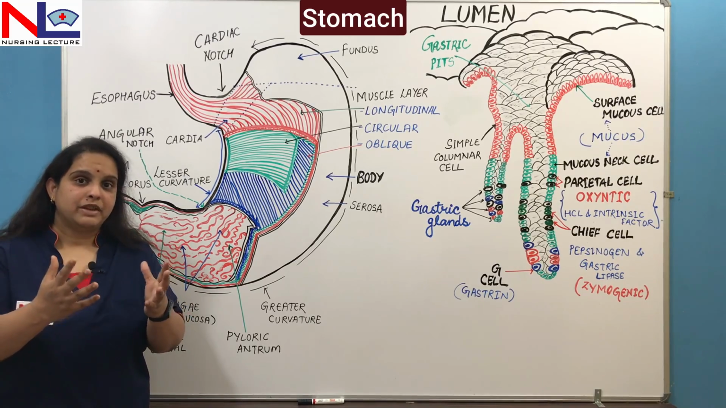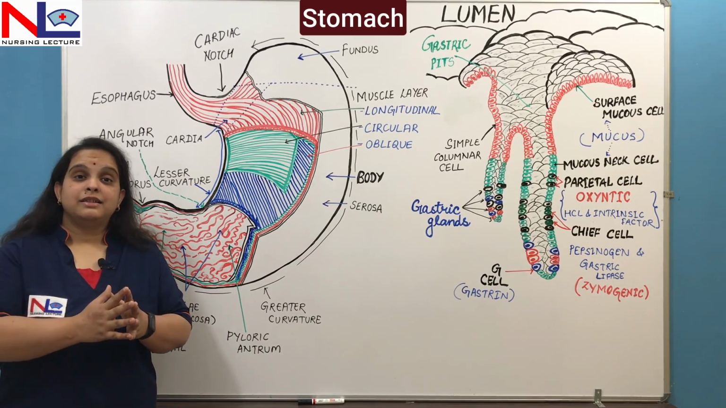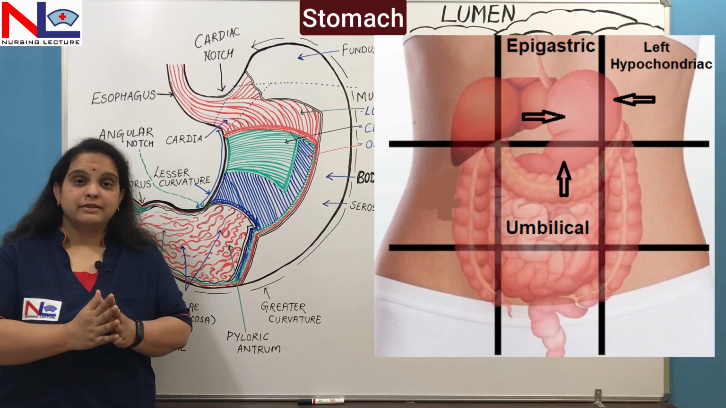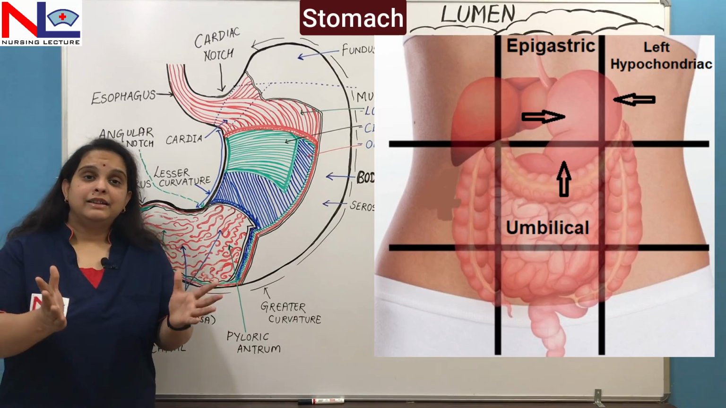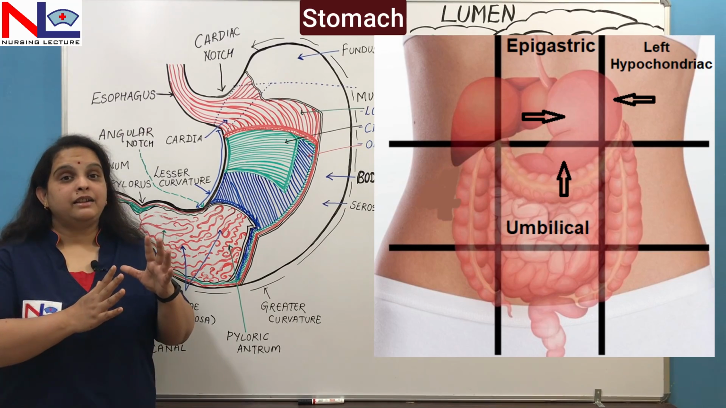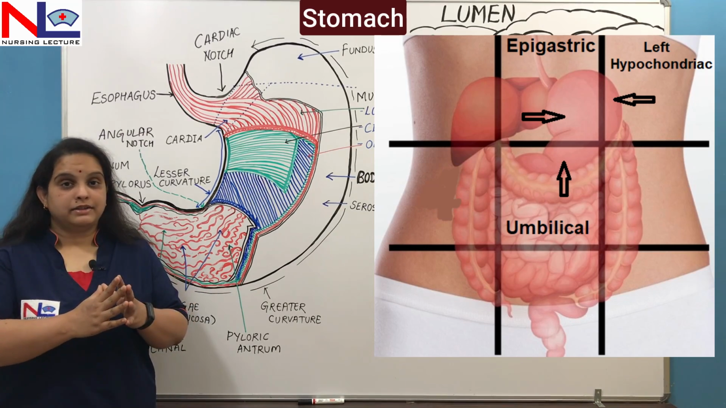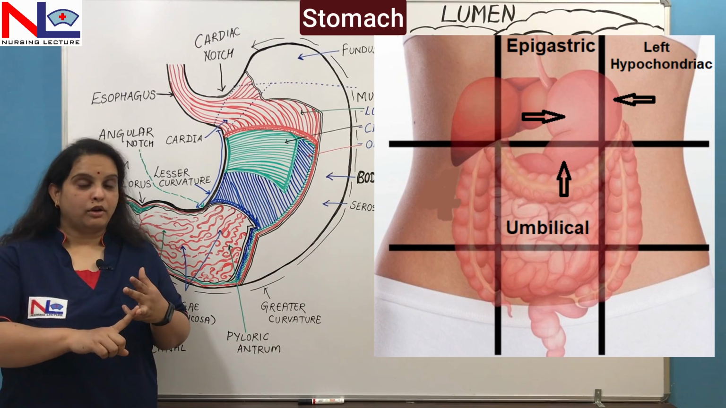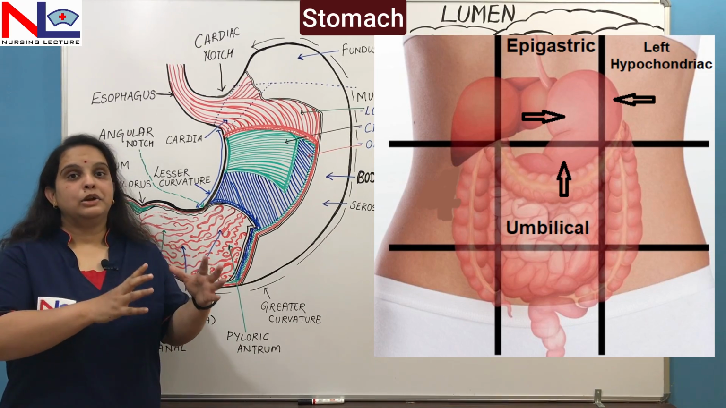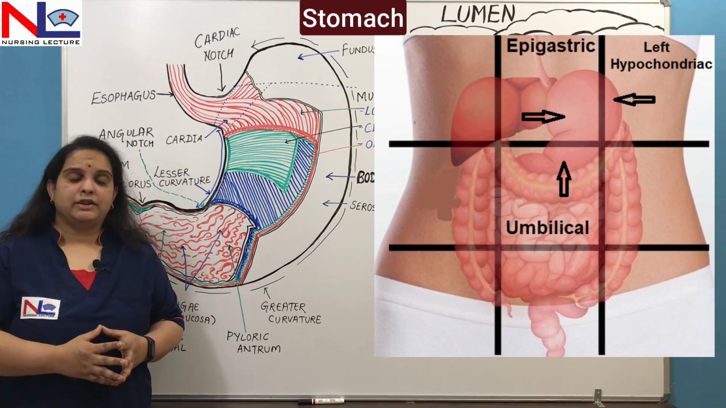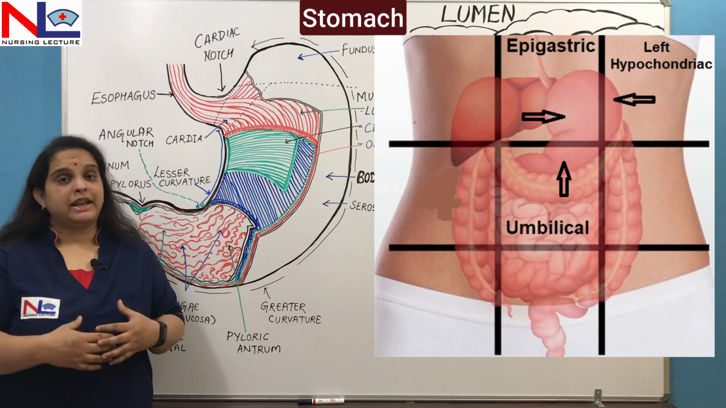But where exactly? To understand this, we divide the abdominal cavity into 9 regions, as you can see. Out of the 9 regions, the stomach lies in 3 regions: the umbilical region, the epigastric region and the left hypochondriac region. So this is the location of the stomach.